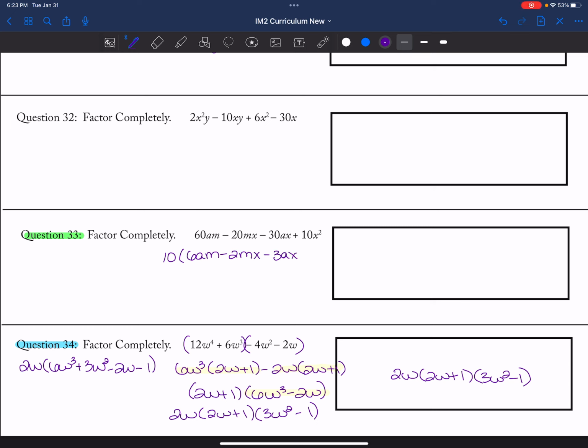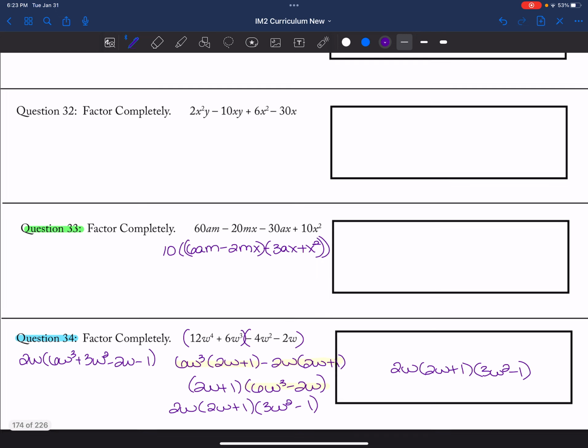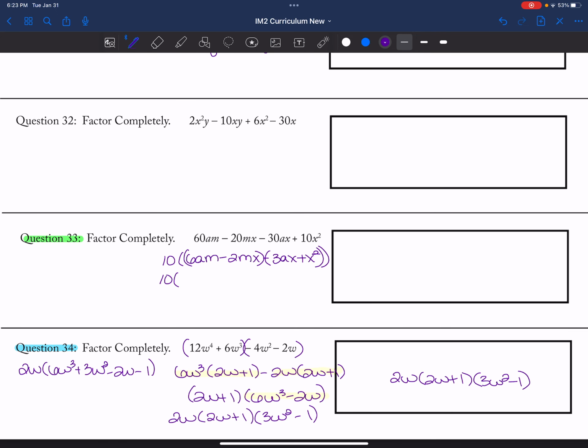Minus 3ax plus x squared. I should always factor out my greatest common factor, which all of them have a common 10 involved. So my first one is a 2m. I'm left with a 3a minus x, and then minus x, and that's a 3a minus x. So in common, I have a 3a minus x, so I'm left with a 10, 3a minus x, and a 2m minus x. So 10, 3a minus x, and 2m minus x. All right, and that is it for these odd-numbered questions.